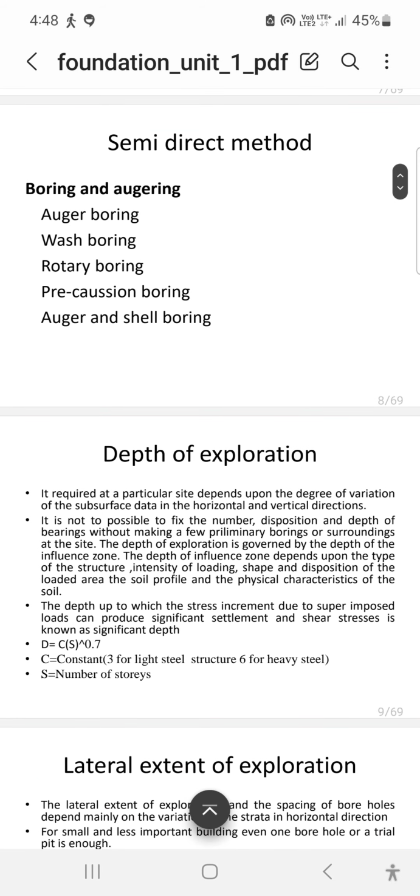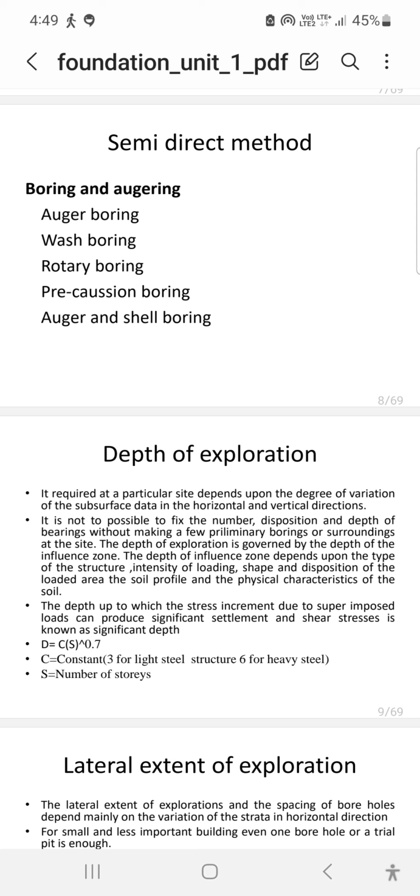Regarding the depth of exploration, it depends on the degree of variation of the subsurface data in the horizontal and vertical directions. It is not possible to fix the number, disposition or depth of borings without some borings at the site. The depth of the influence zone depends on the type of structure, the intensity of loading, the shape and disposition of the loaded area, the soil profile, and also the physical characteristics of the soil.